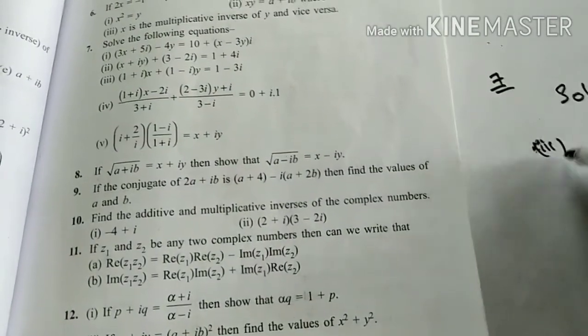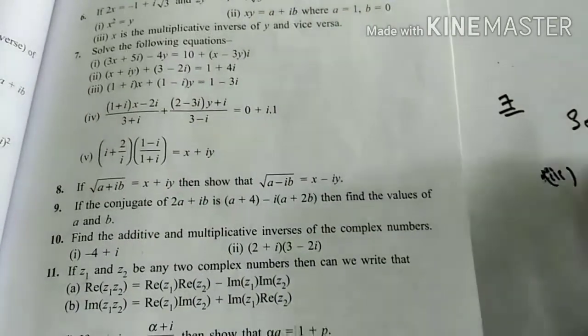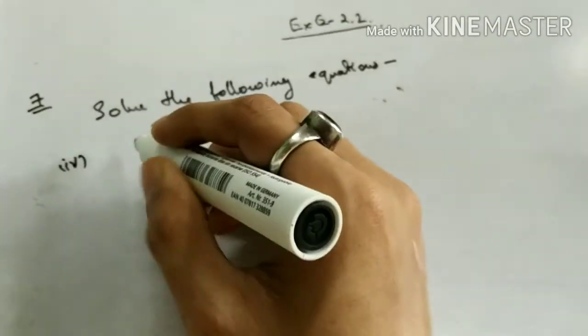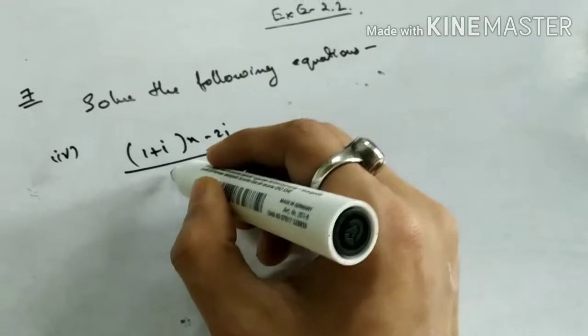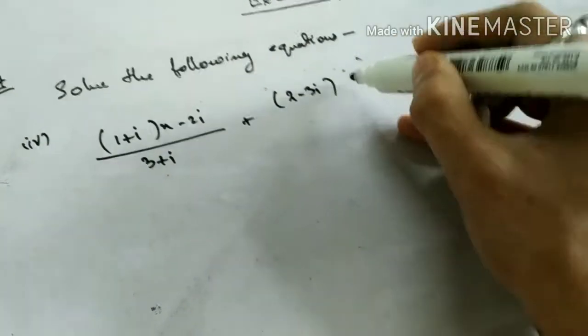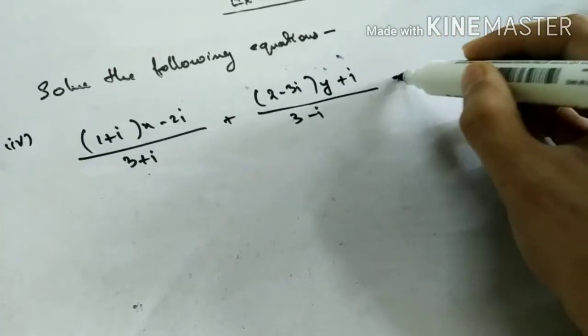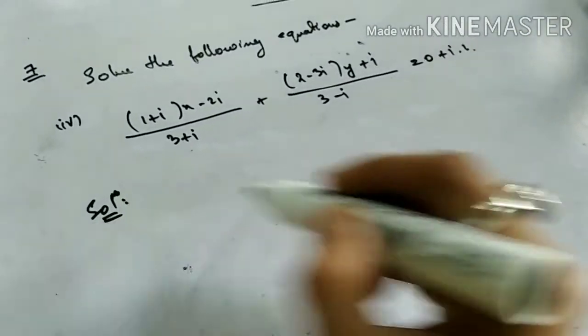Next, number 3 you try to do by yourself. Let me go to question number 4. It is said that (1 + i)x - 2i over 3 + i plus (2 - 3i)y + i over 3 - i is equal to 0 + i. Solution.